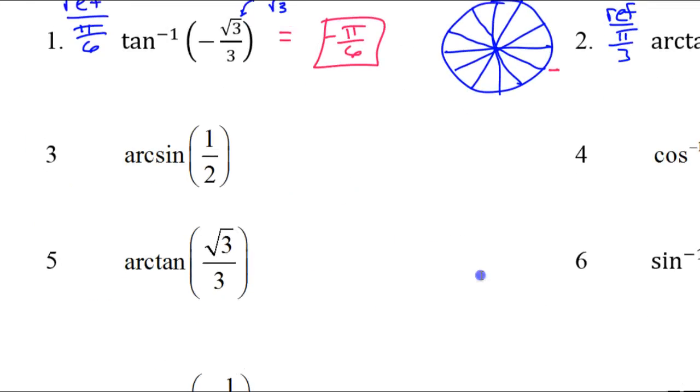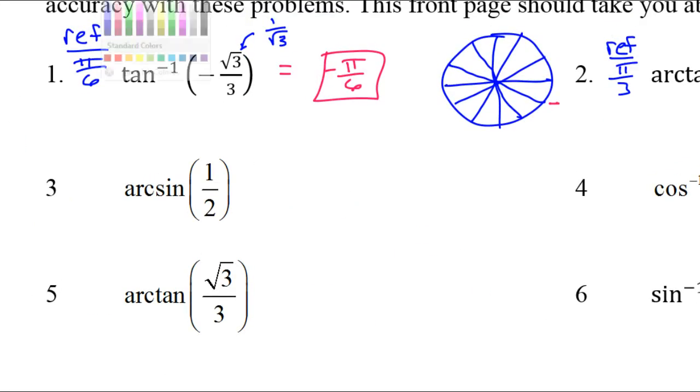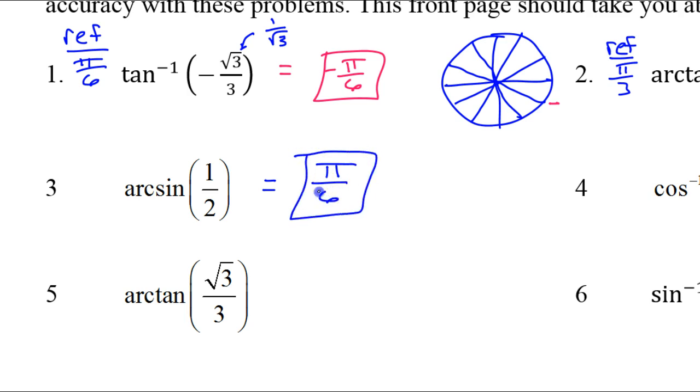All right, number 3. Arcsine is just an angle. It's the angle whose sine is 1/2. Well, that is pi over 6. We've memorized that, and that's all there is to it.